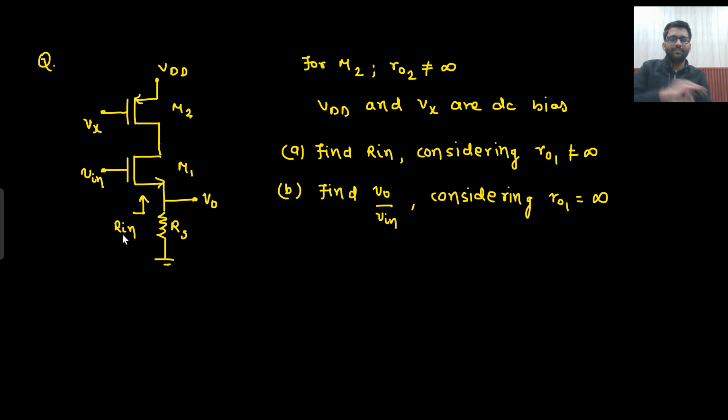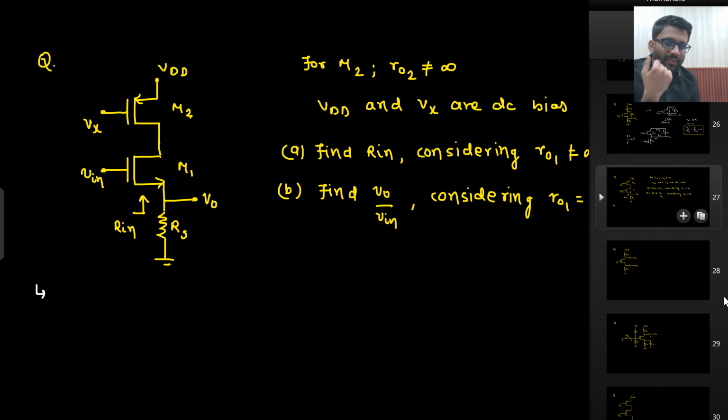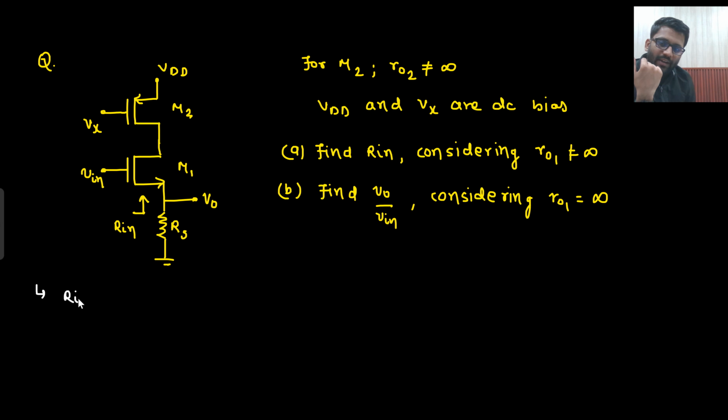Let's go to this one. What you need to find: considering R0 is not equal to infinity, let me know what will be your Rin. And then considering R0 equal to infinity, let me know what will be your gain. These two questions are there. So Vin is here, V0 is here, you need to find Rin. So first let's find Rin. It will take 2 pages. So how will I find Rin?